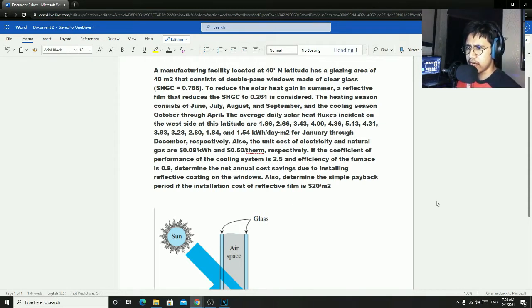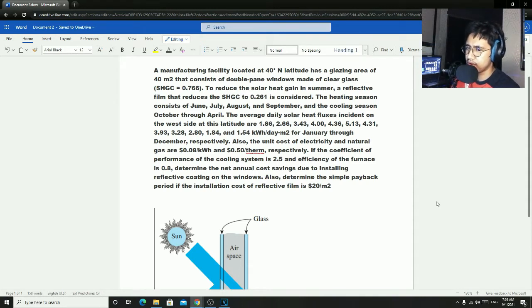The average daily solar heat fluxes incident on the west side at this latitude are 1.86, 2.68 and so on, as you can see in the question here, in kilowatt hour per day per square meter for January until December, 12 months respectively. Also, the unit cost of electricity and natural gas are $0.08 per kilowatt hour and 50 cents per therm respectively.